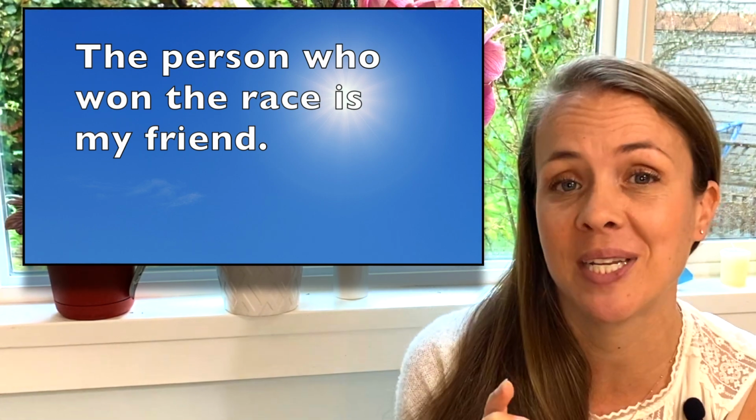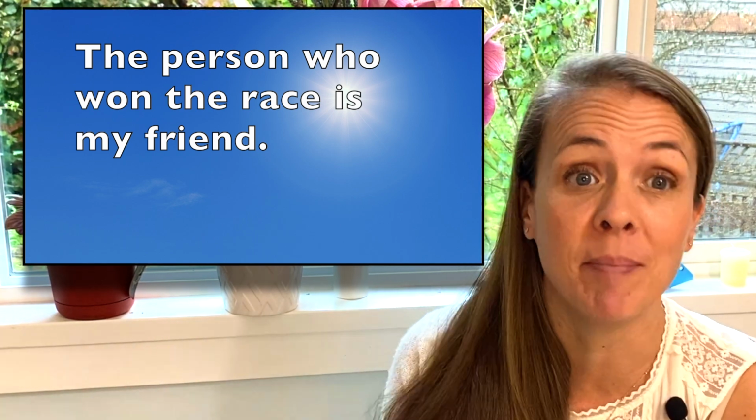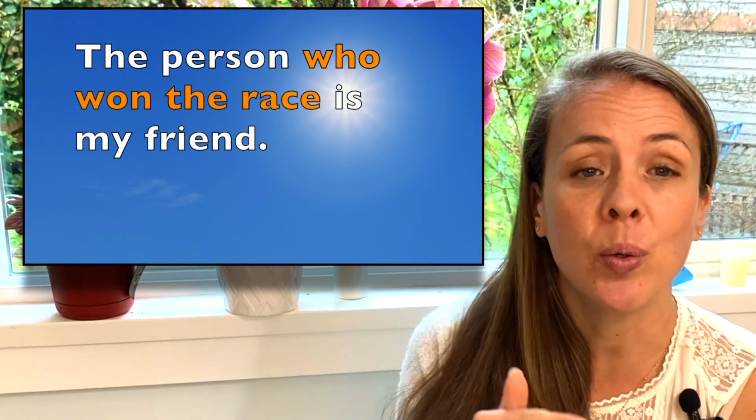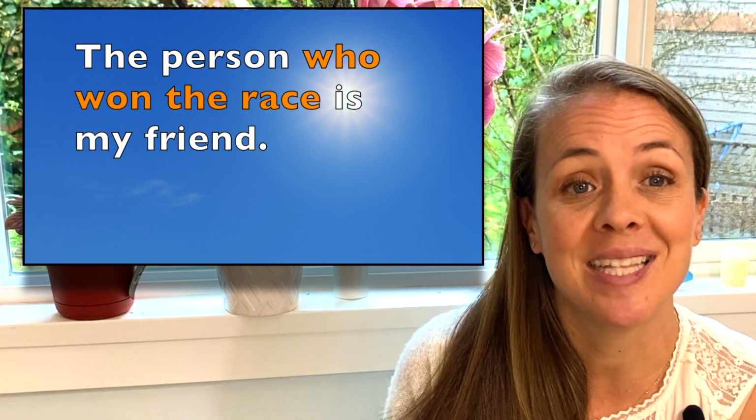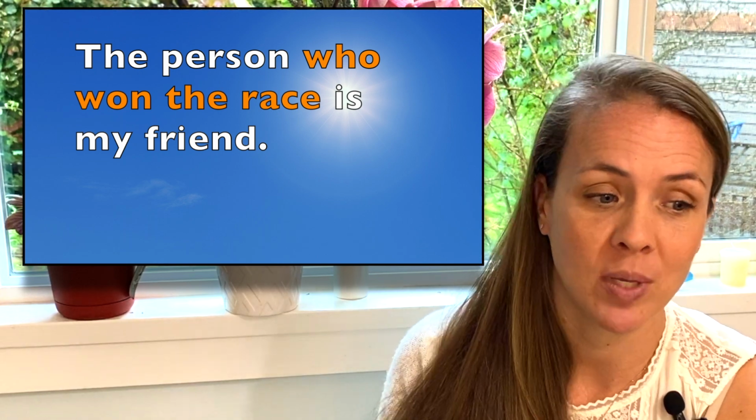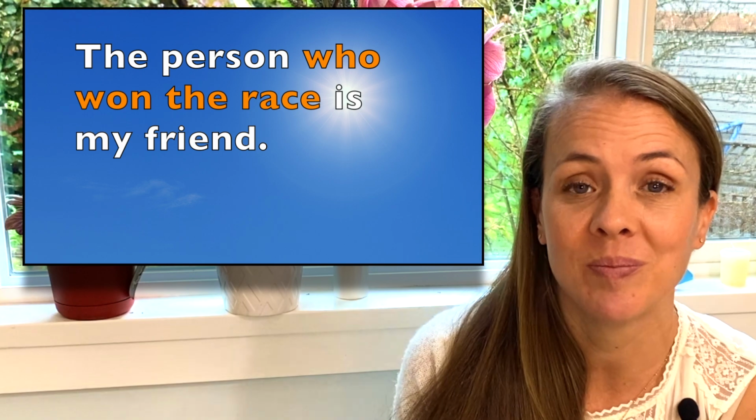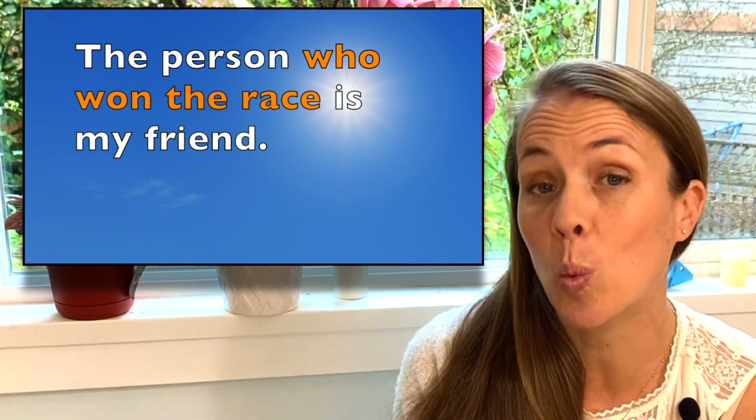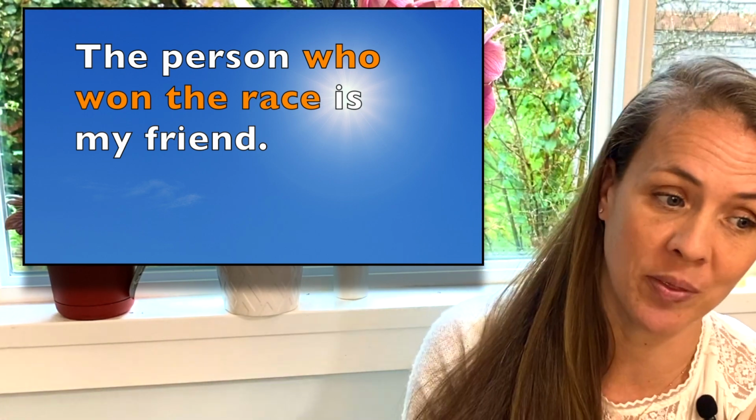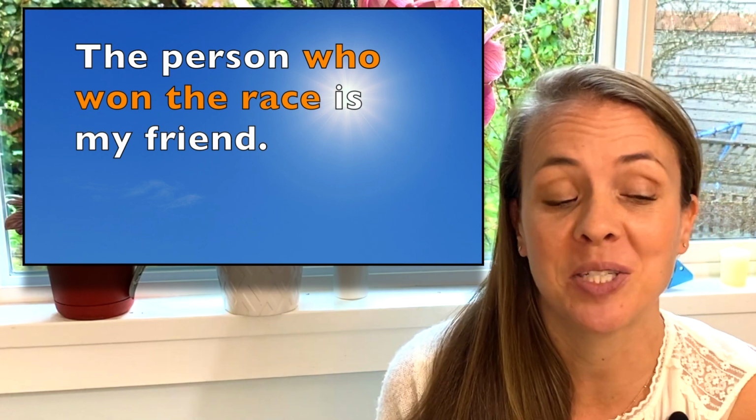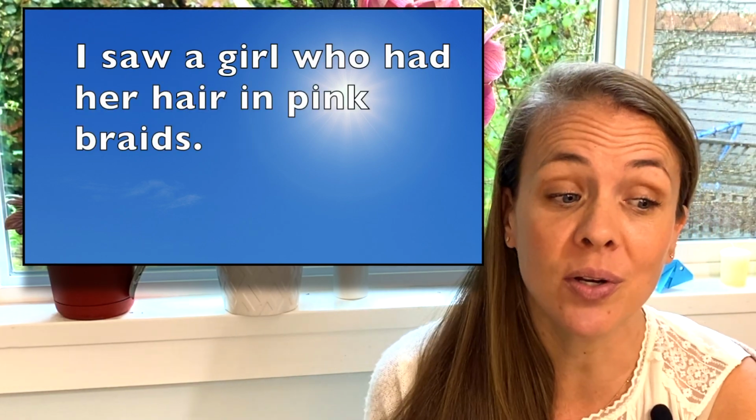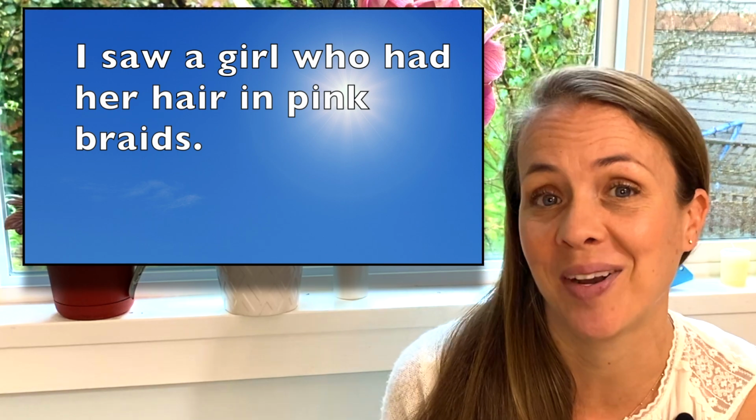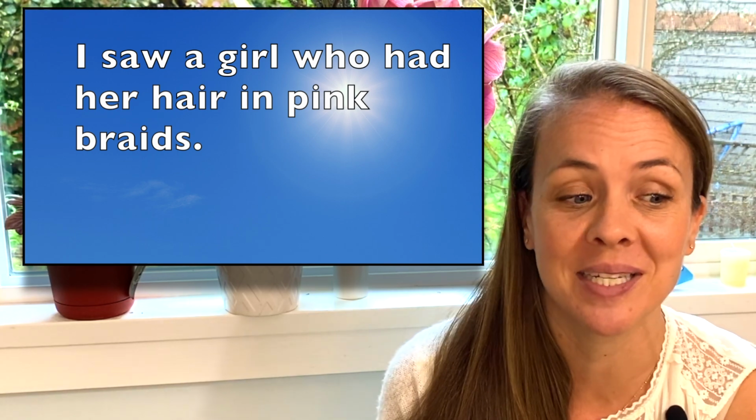So the person is my friend. That's the main clause. Who won the race is the adjective clause. So who is the subject, won is the verb. Who won the race? And the last one, I saw a girl who had her hair in pink braids.